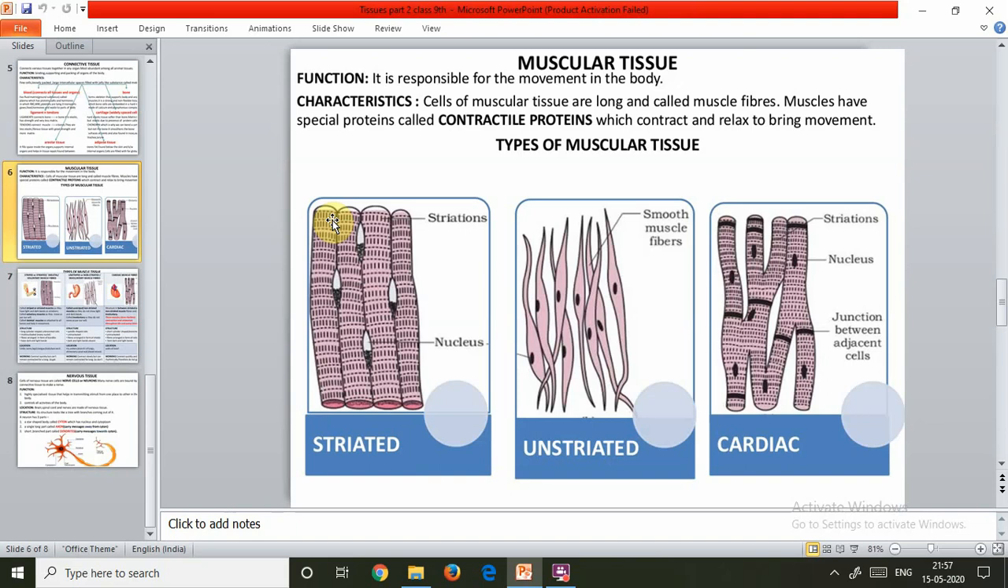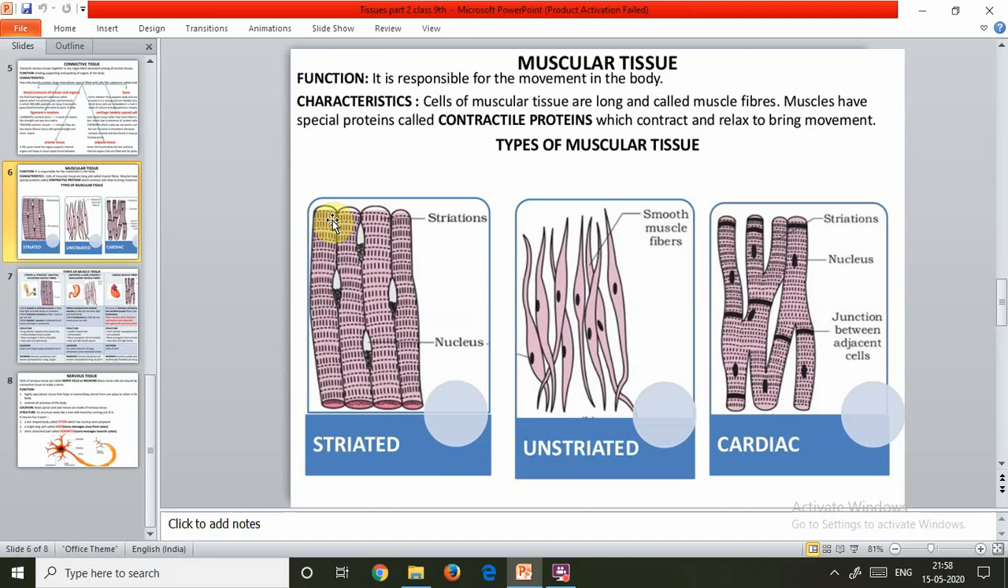So what is the function of these? Striated muscles are powerful and undergo rapid contraction. These muscles can get tired and may need rest. The striated muscles also provide the force for locomotion and for other voluntary movements of the body. Voluntary movements are those which are under our own will, like when we move our hands and feet, that is under our control. So these striated muscles are responsible for these functions.